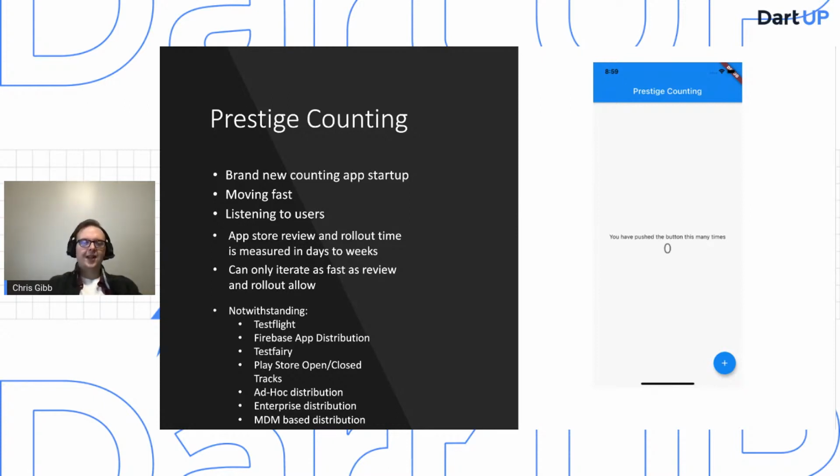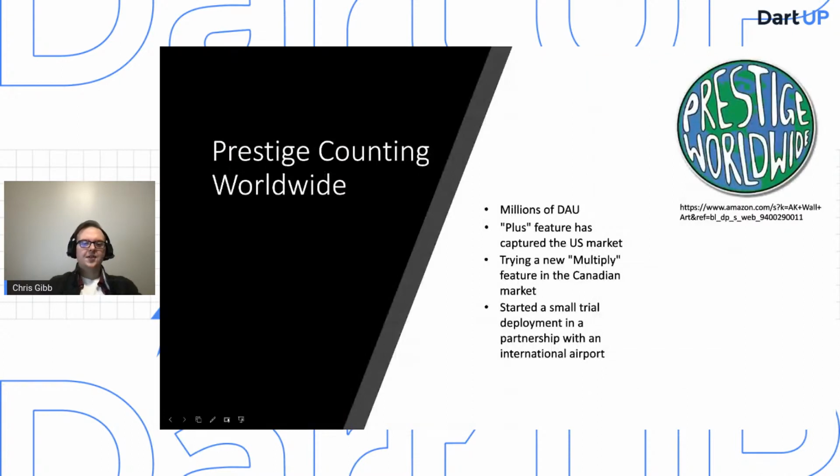So let's jump our counting app startup forward quite a bit. Let's imagine our hot new counting app startup has made it. We've got millions of daily active users. We've totally captured the US market with our core offering. As a Canadian myself, our far lower temperatures and our far higher maple syrup consumption make us a bit fickler than our friends to the south.